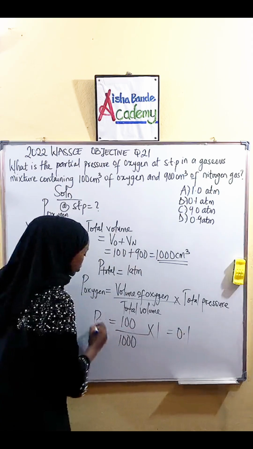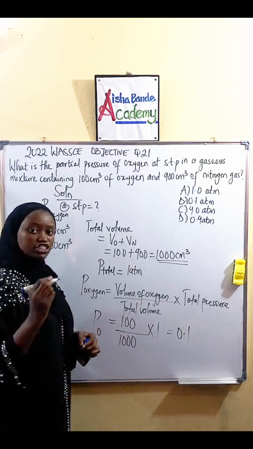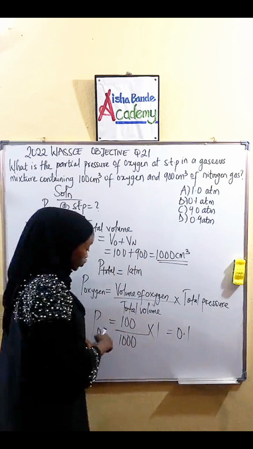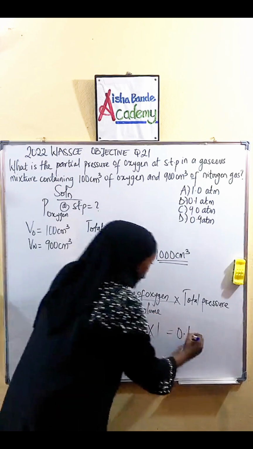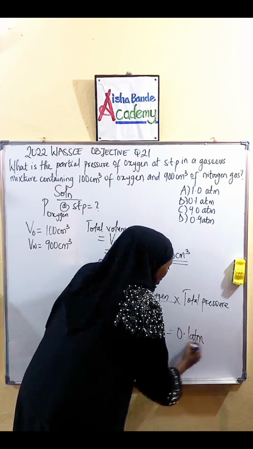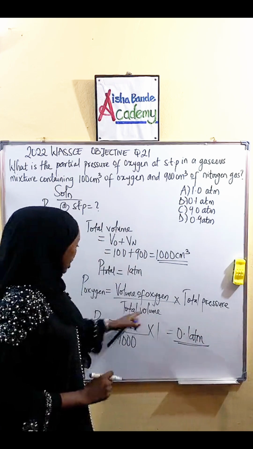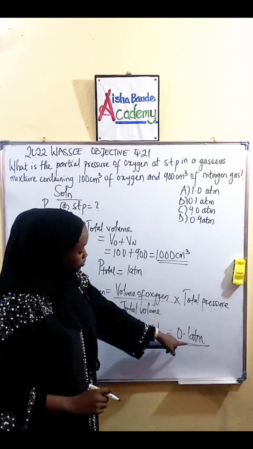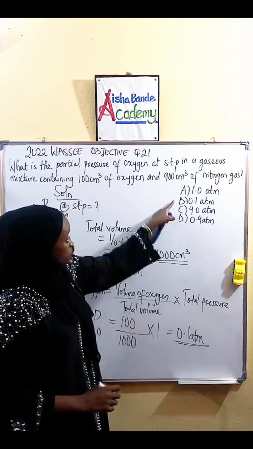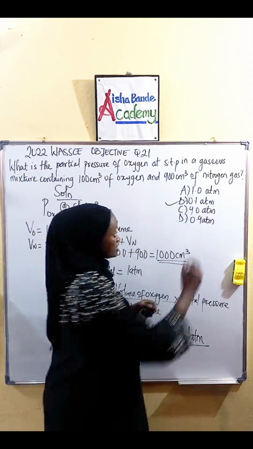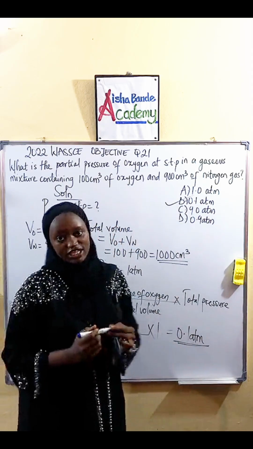So this is the pressure of oxygen, and we know that the unit of pressure is atm, that is atmospheric. So we have our answer as 0.1 atm, as simple as that. So let's look at the options. The option tallying with our answer is option B, which is 0.1 atm, and that's the correct and final answer.